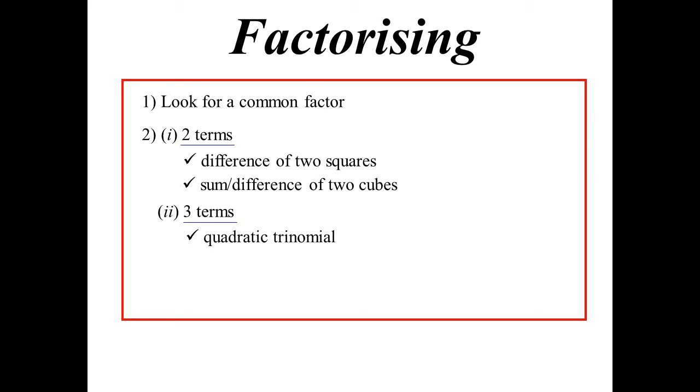If there's three terms, well, the simplest type of three-term one we've got is the good old quadratic. So is it a quadratic trinomial? Can we factorise it that way? If there's four terms, then usually we look for grouping in pairs and have a look at that. So they're usually the ideas we go through when we're trying to factorise.